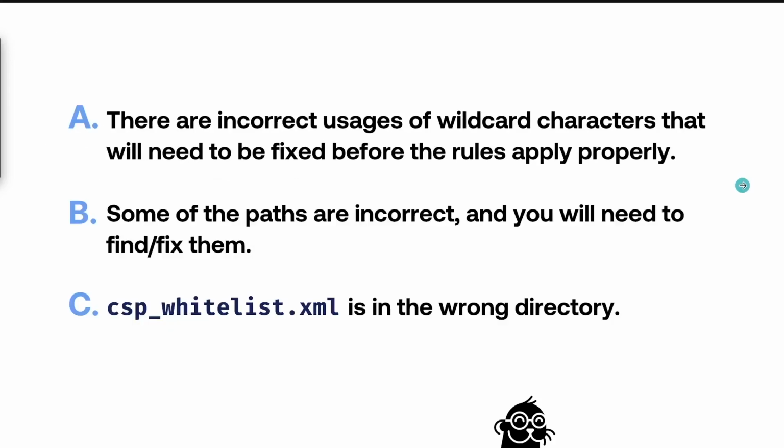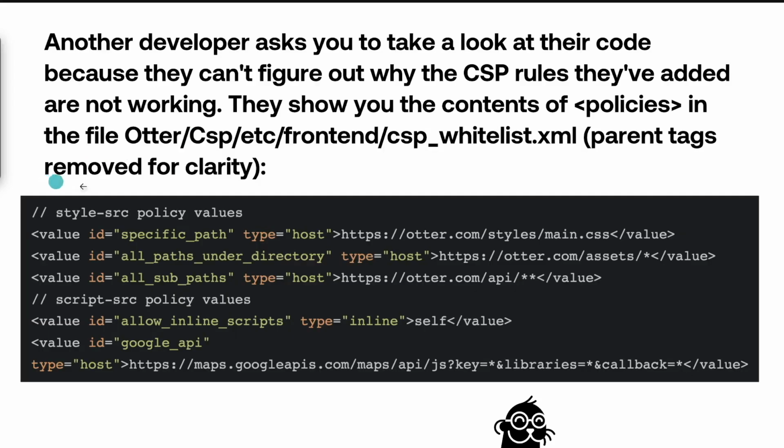So then again, we have option B. Some of the paths are incorrect and you will need to find and fix them. Looking back at the code, nothing really looks incorrect about those paths. Just from face value, they look like they're all fine. There's nothing really apparent that stands out that could be a problem. But again, most importantly, as with option A, it's not just one or two that aren't working. All of them are broken, which makes it look most like a problem with the complete file. It's not specific, it's widespread.